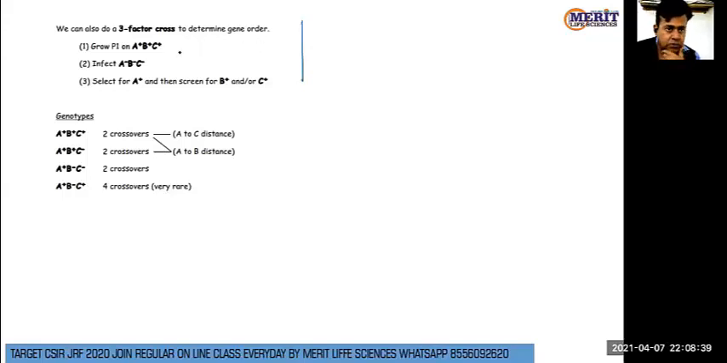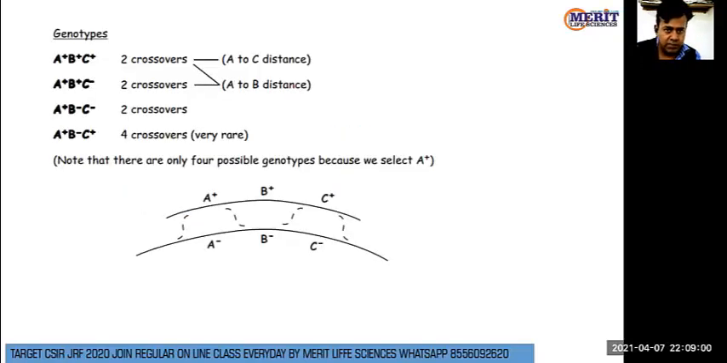You have to grow P1 on A plus, B plus, C plus, infect A minus, B minus, C minus, and then you can see what is obtained as recombinants. There are 2 types of recombinants, very similar to single crossovers and double crossovers. Based on that, you can apply the formula and then calculate.